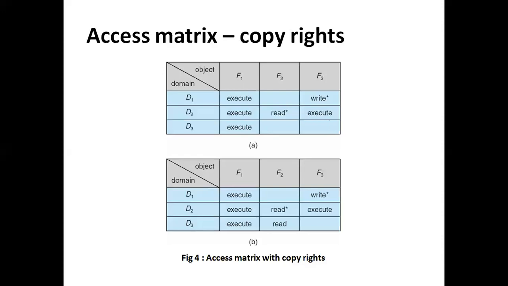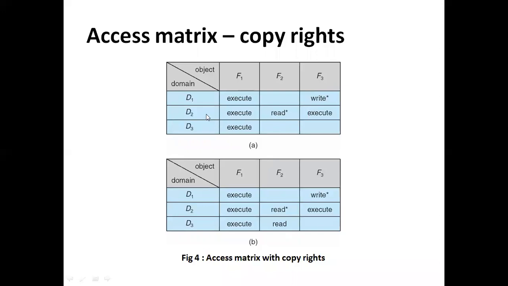Now, the copy right provides you with the ability to copy an access right from one domain to another. Read is an access right, write is an access right, execute is an access right, and these are all executing in different domains. So the copy right lets you copy an access right into different domains. A copy right is represented with an asterisk or a star next to an access right. Read has a star next to it, write has a star next to it.